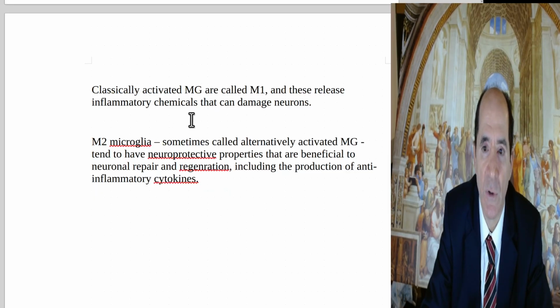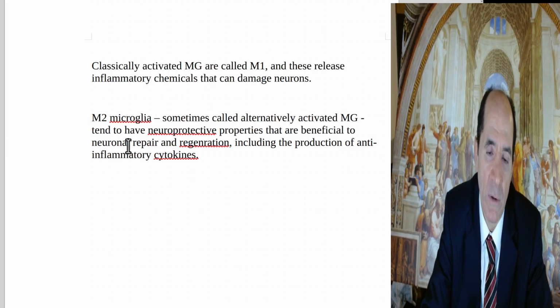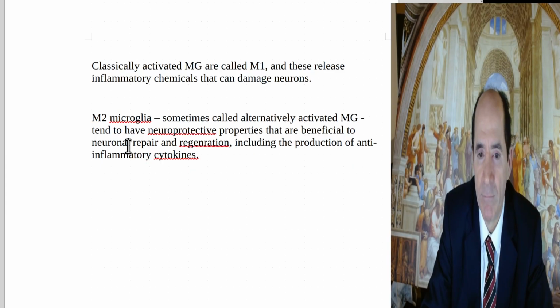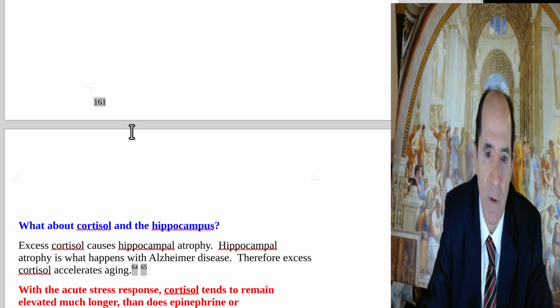M2 microglia, so the M1s are the inflammatory chemical-releasing activated macrophages. M2 are sometimes called alternatively activated or neuroprotective macrophages, and they can be important for nerve repair, regeneration, making anti-inflammatory cytokines.